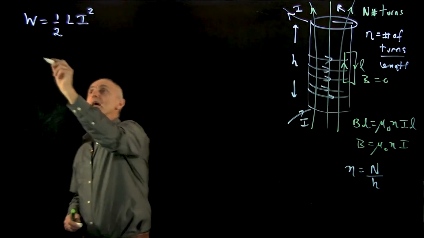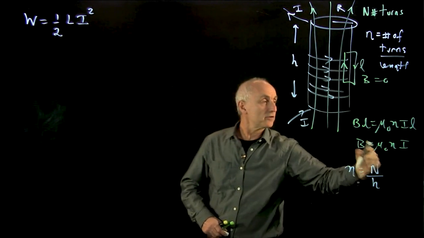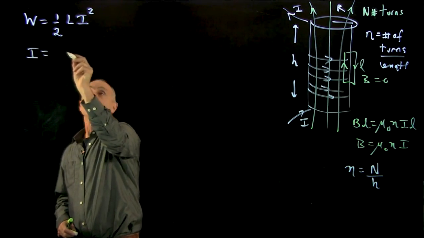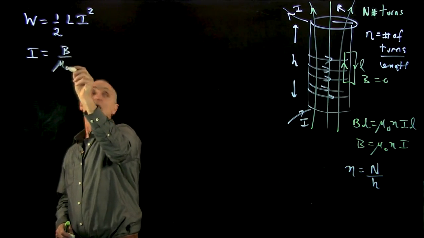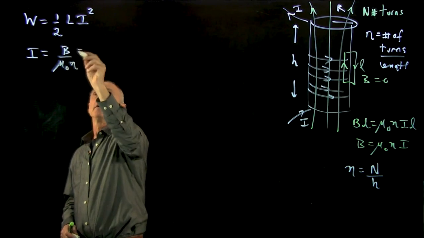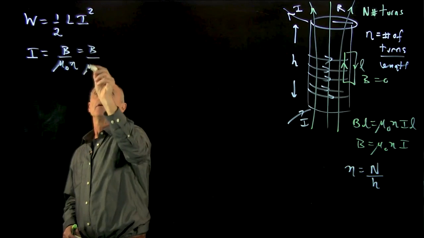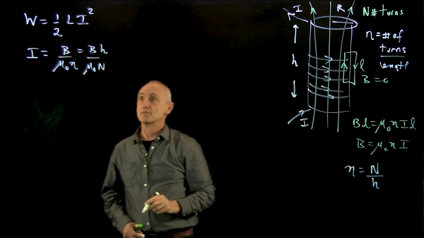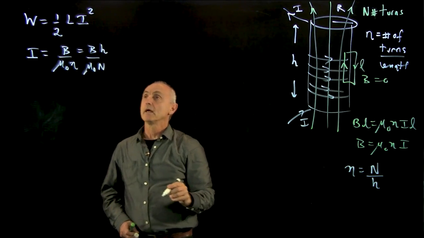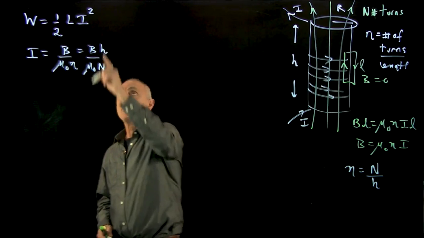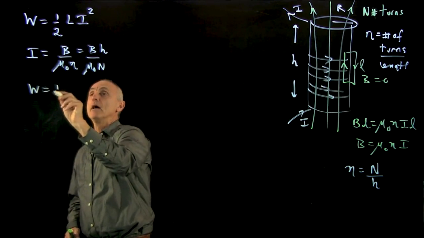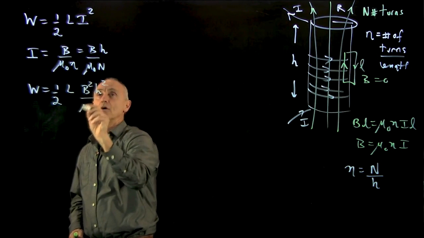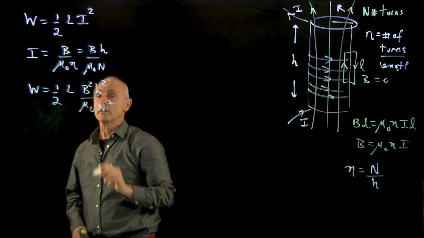Now, notice that because of our use of the Ampere law, we have I is equal to B over mu naught times little n. And I'm going to write that as I equals B over mu naught n, where I substituted in the little n. And so I can write the work as 1/2 L B squared over mu naught squared n squared.